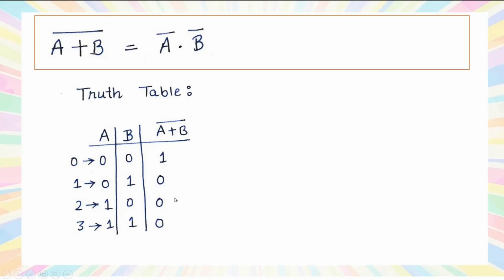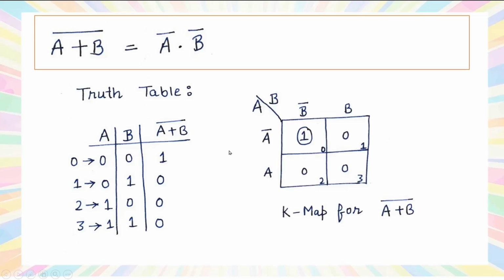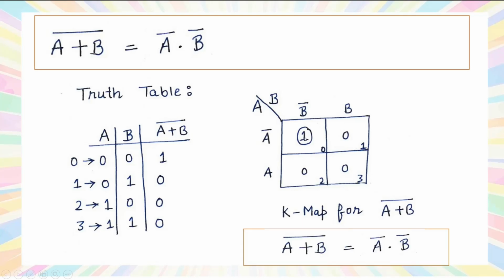Now I will draw the K-map for it, similar to the solution that I have given for De Morgan's Theorem 1. So whenever A and B are 0, 0, the value is 1. When they are 1, the value is 0. When A and B are 2, value is 0. When A and B are 3, the value is again 0. So here we will have only one term in the final expression having two variables in it. So as you see, it is 1 here. It will be A bar into B bar. So (A + B) bar is equal to A bar dot B bar. Hence De Morgan's Theorem 2 is proved.